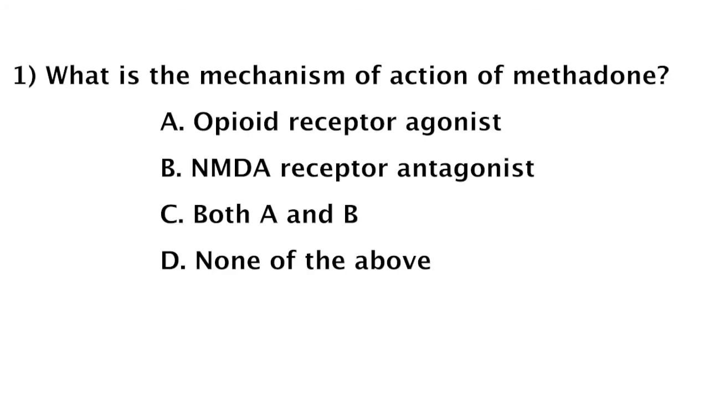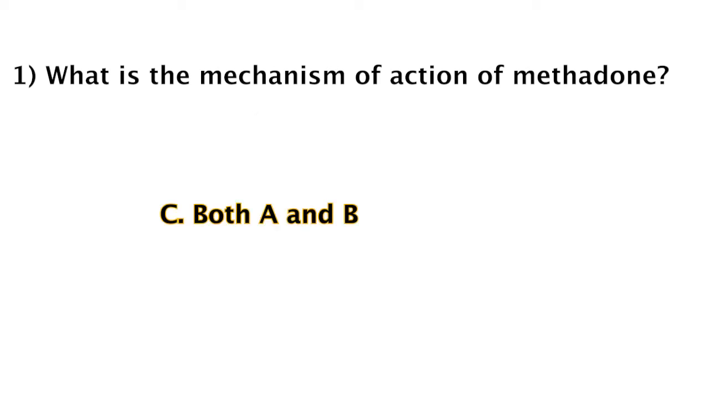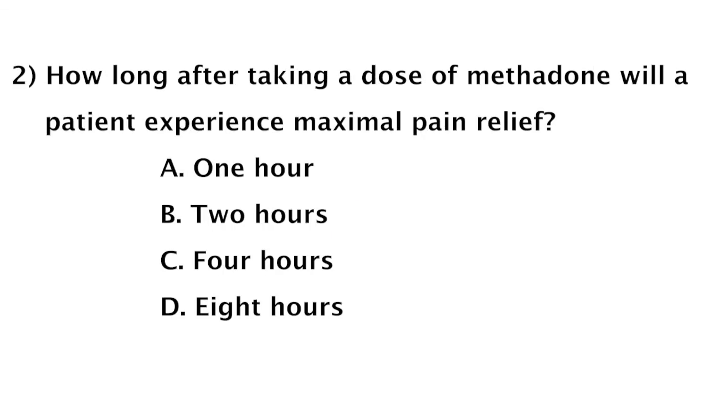All right, number 1, what is the mechanism of action of methadone? Opioid receptor agonist, NMDA receptor antagonist, A and B, or none of the above? A and B. Correct. Yay, Fran! The answer is C, both A and B. That's the reason it's possibly more effective against neuropathic pain, as well as pain that isn't treated by more conventional narcotics. How long after taking a dose of methadone will a patient experience the maximum pain relief?